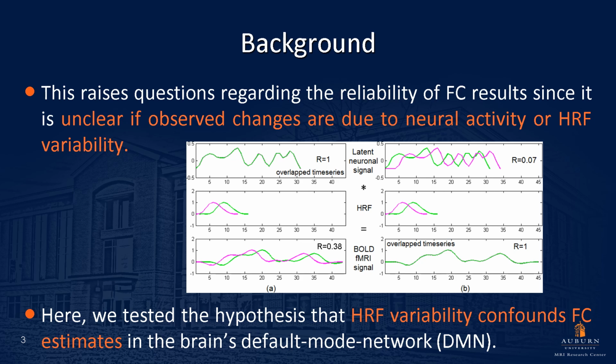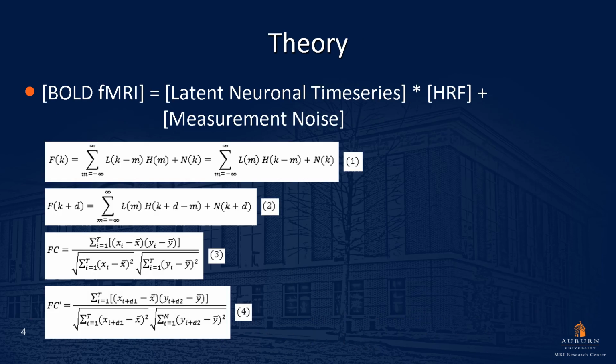So this intuitively shows what this problem is, and based on this, we tested the hypothesis that HRF variability actually confounds functional connectivity estimates. In this paper, we're specifically looking at the brain's default mode network. The theory behind this is actually quite straightforward.